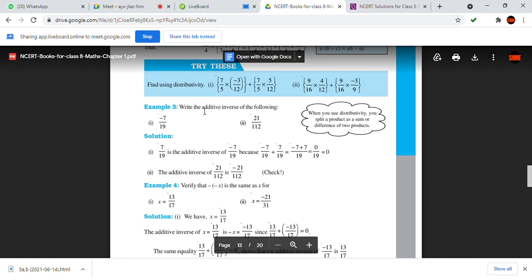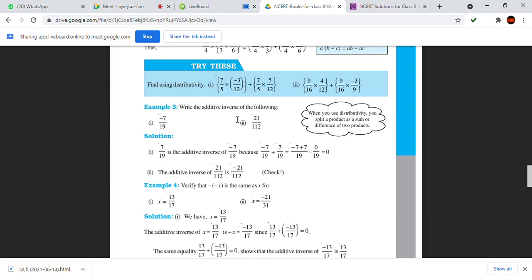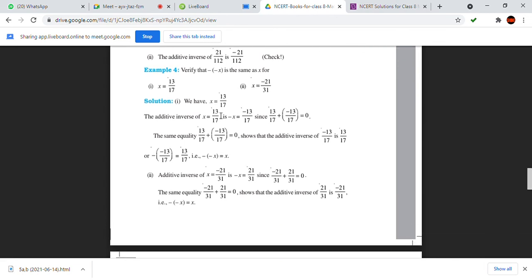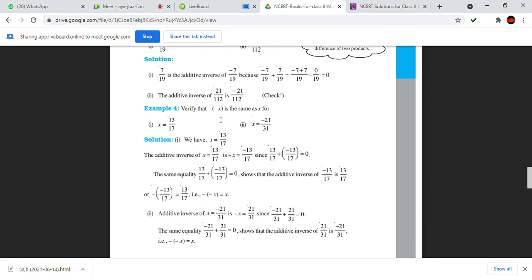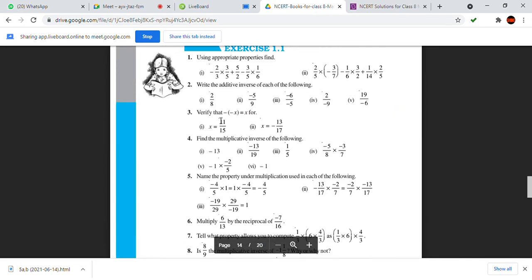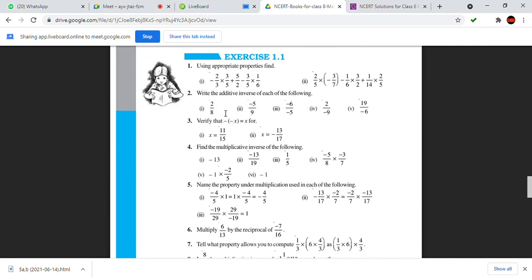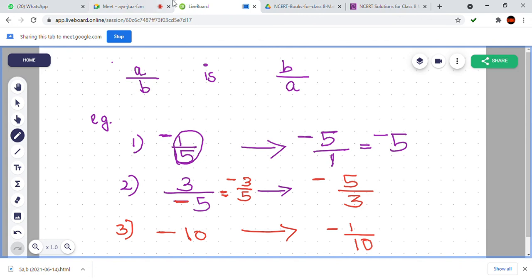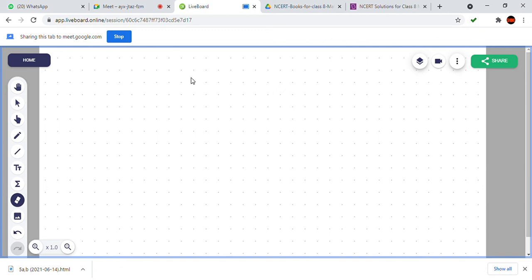Example 3 you can copy to your notebook. Write the additive inverse of the following. Example 3 നിങ്ങൾ കോപ്പി ചെയ്യണം നോട്ട്ബുക്കിലോട്ട്. Then you can do some homeworks from your exercise question. Listen, exercise 1.1, question number 2 and question number 4. Main question numbers. അതിനകത്ത് കുറേ subdivisions കാണാം. Exercise 1.1, all of you note it.